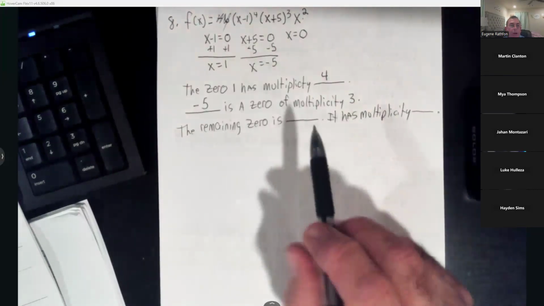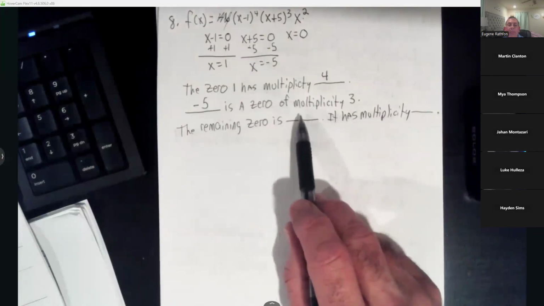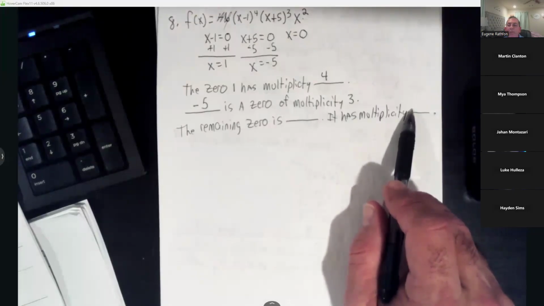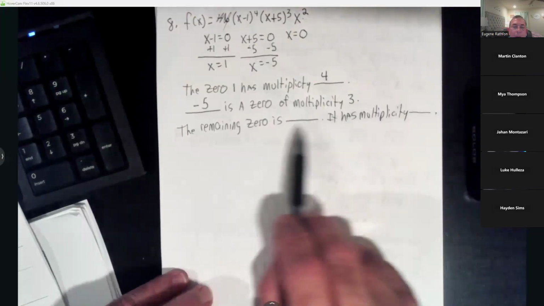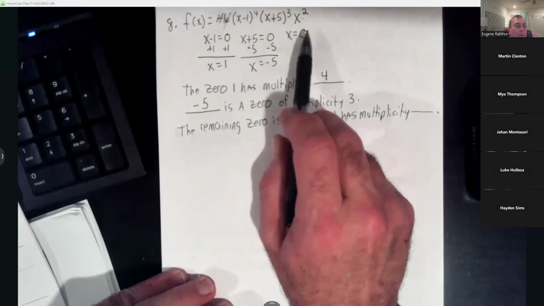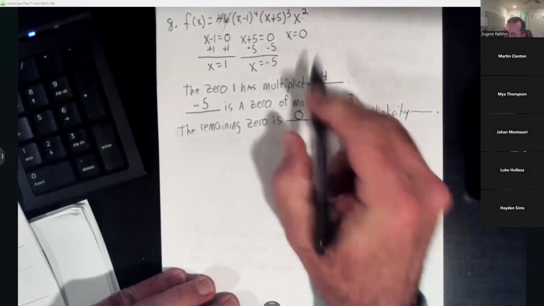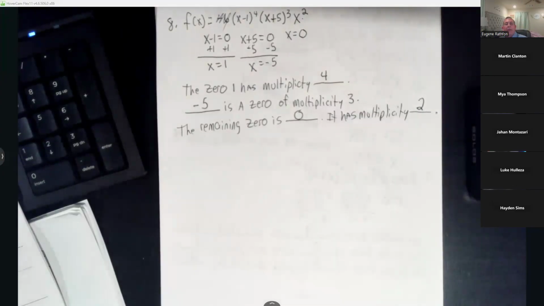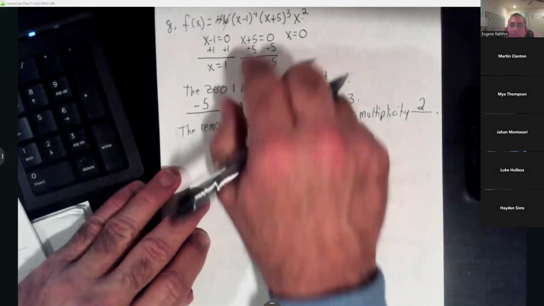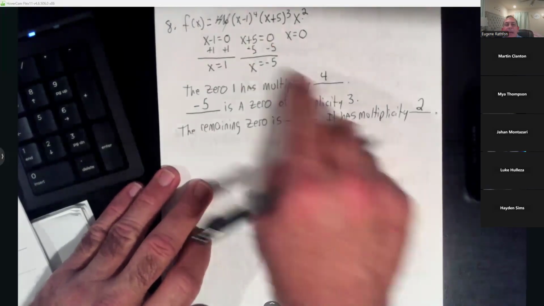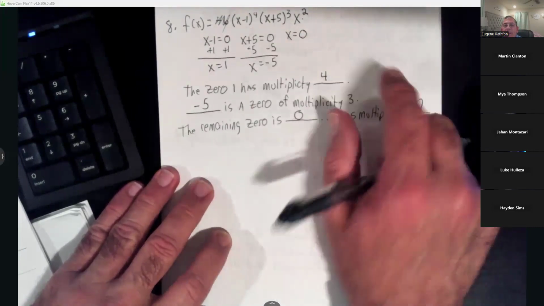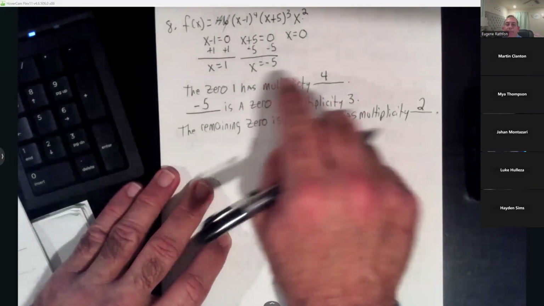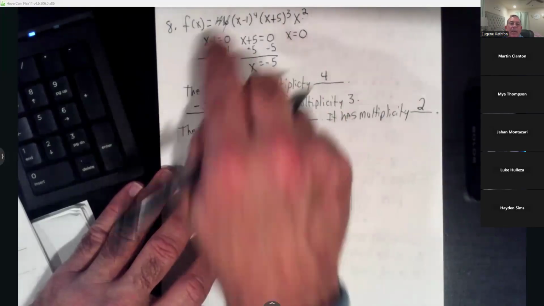All right, y'all, you got to put two things on this one. The remaining 0 is blank, and it has multiplicity of blank. So, dang, y'all got that up there quick, too, because the remaining 0 is 0, and that one had a multiplicity of 2. All right, good job. So, y'all, that is 6, 7, and 8. They're already going to be sort of factored. You just got to set each of the factors equal to 0, solve them, and then figure out those multiplicities by those exponents.